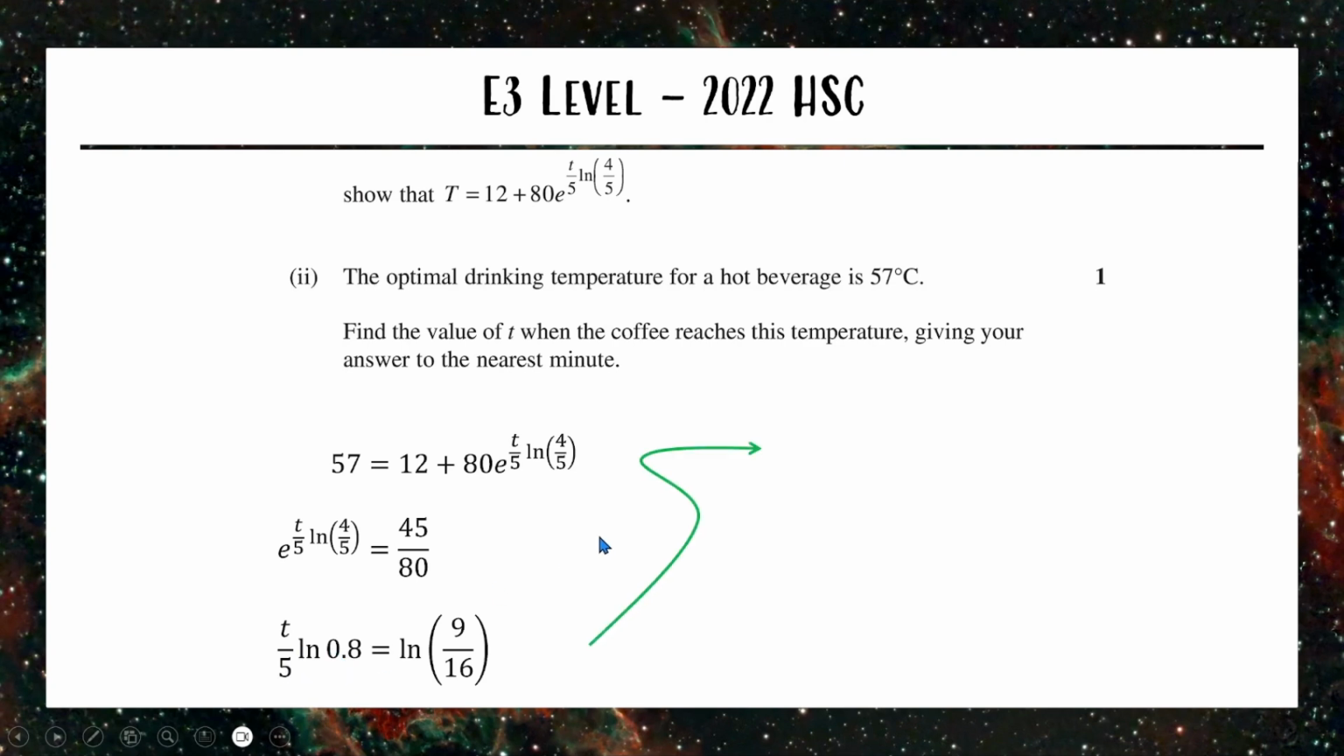So we can probably do that in one step because we're really smart. So log 9/16 divided by log 0.8 and then times by 5. Chucking that into the trusty old Casio calculator gets us a value approximately equal to 13 minutes to the nearest minute. So there you go.